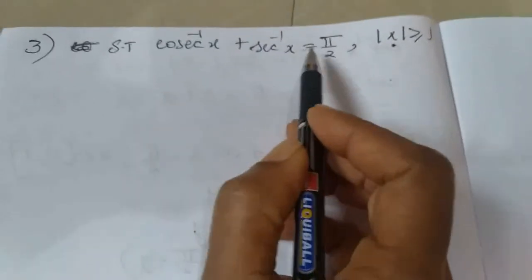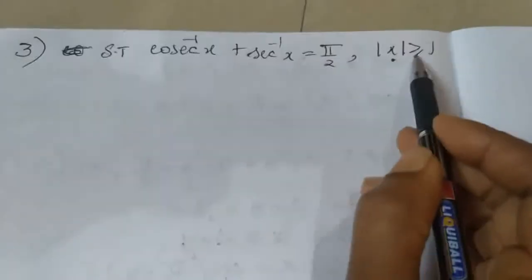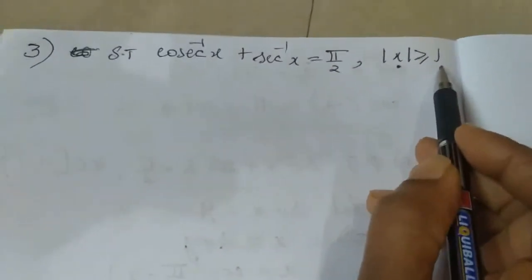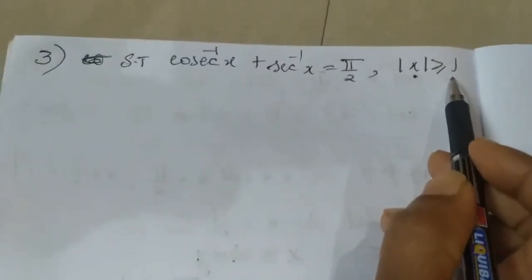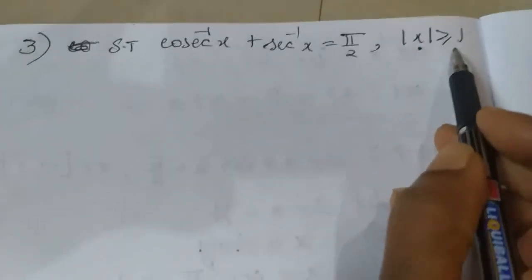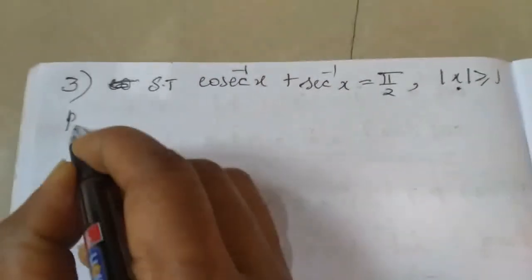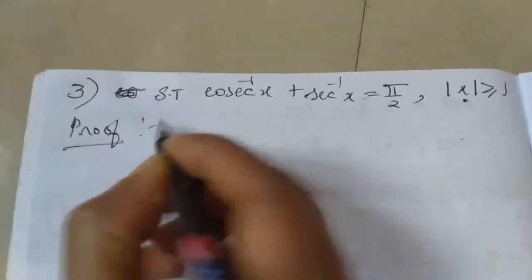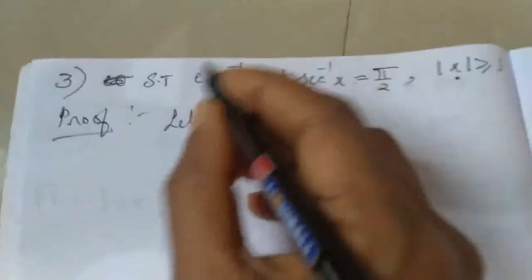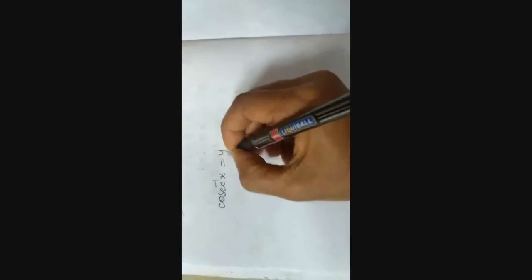Next one, show that cosecant inverse x plus secant inverse x is equal to pi by 2. Here mod x is greater than or equal to 1. It is the same as x greater than or equal to 1 or x less than or equal to minus 1. Now prove this. Proof is similar to the previous one. Let us call one term y. Cosecant inverse x is equal to y. Or you can take secant inverse x is equal to y.